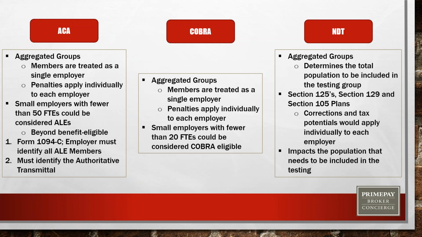Some of the plans that are required for non-discrimination testing are your Section 125s, your Section 129s. A month ago, I actually did a 315 series on non-discrimination testing, and it's there on our Broker Concierge YouTube channel. But we also talked about Section 105 plans, and those are your self-funded programs. They're also your HRAs. And with non-discrimination testing, what happens if you do fail the test? Then corrections have to be made, and tax liabilities could apply individually to each employer.